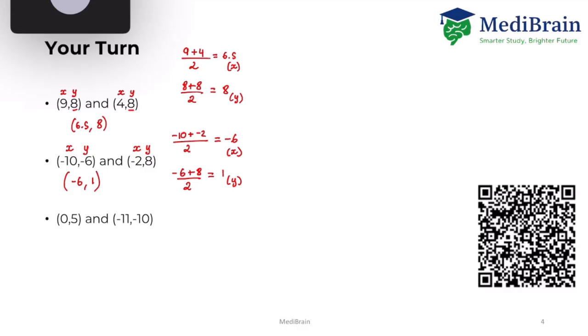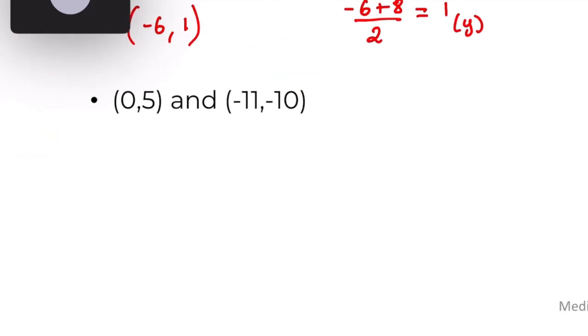Okay, so I'm going to go through these answers now. I'm seeing a lot of good answers in the forms as well. So well done, everyone. Okay, so we've got 0, 5, minus 11, and minus 10. Okay, so this is your x, this is your y, this is your x, and this is your y.